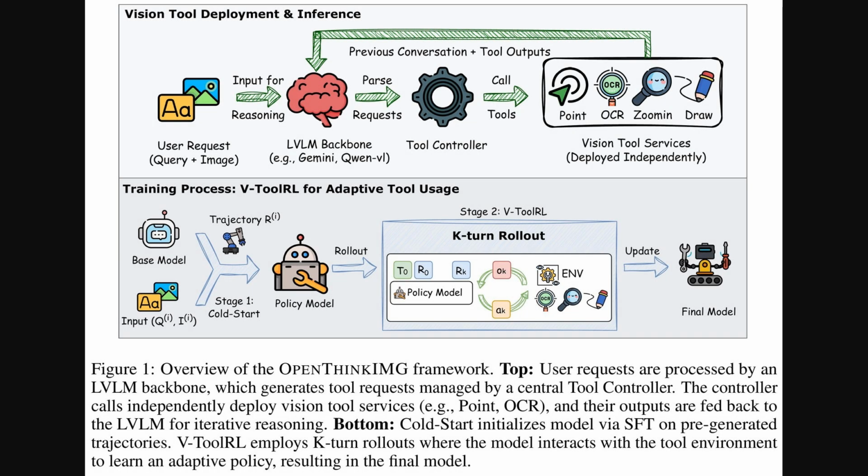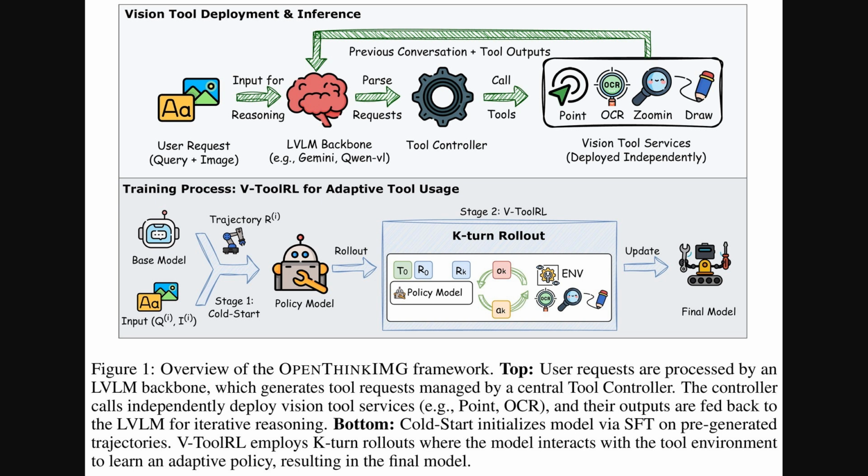Alright, so Figure 1 gives us a nice overview of this OpenThinkIMG framework. The top part shows how it works during inference, when it's actually using the tools. A user provides a query and an image, which go to the large vision language model backbone. This backbone then figures out what tools to use, like OCR or zooming, via a tool controller. The tool outputs then feed back into the model for more reasoning.